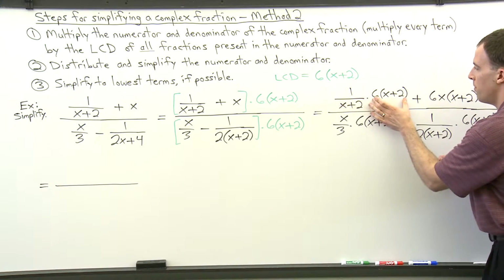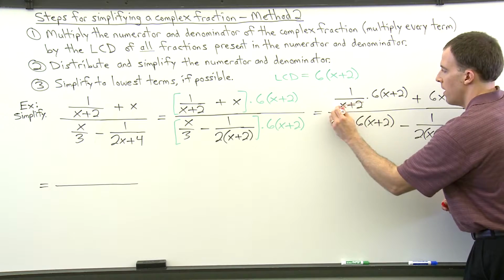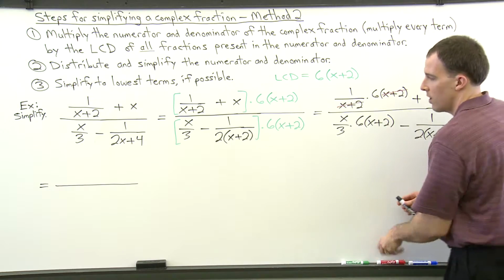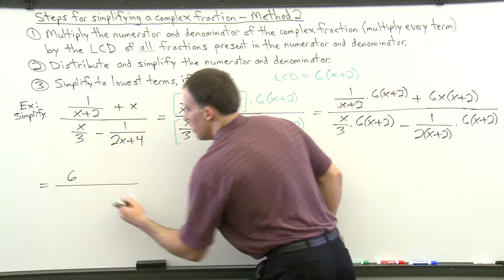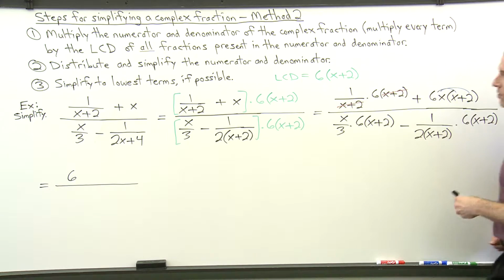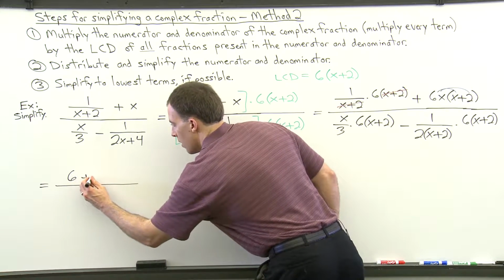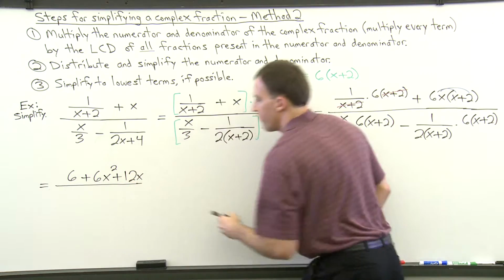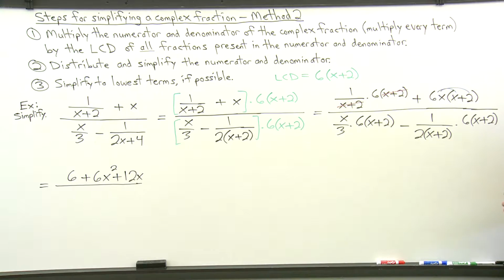1 over x plus 2 multiplied by 6 times x plus 2. The x plus 2 factors can cancel, and that just becomes 1 times 6, which is 6. So we've got 6 as the first term in the numerator. And then plus, here we've got to distribute the 6x through the parentheses to clear the parentheses. So let's multiply 6x by x and then 6x times 2. That's going to be 6x squared plus 12x. So 6 plus 6x squared plus 12x. There's our numerator simplified a little bit.